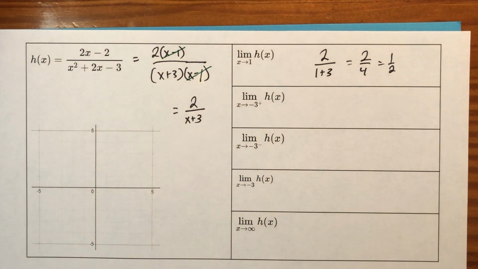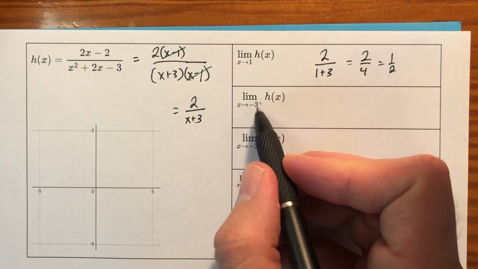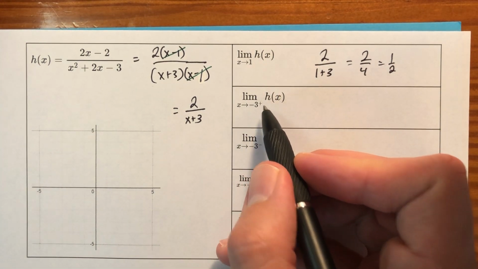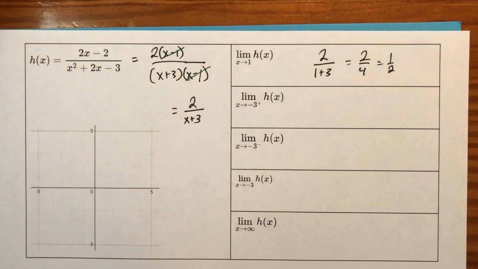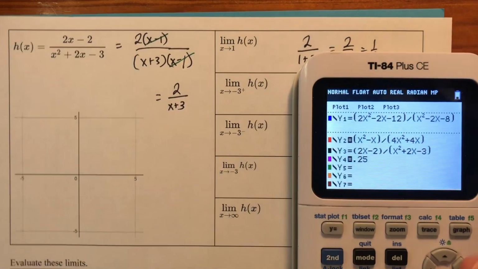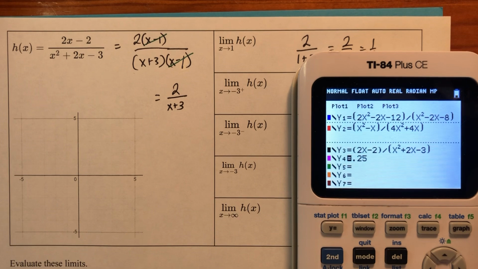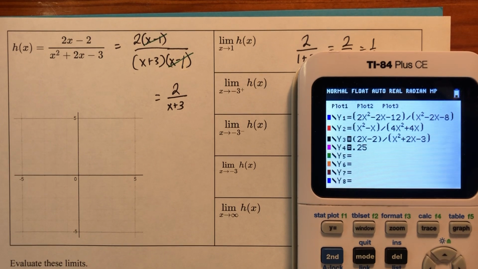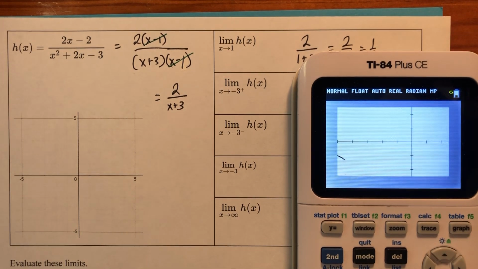Done, right? As we approach negative 3 from the right, we are going to have, and let me graph this one. I already have it typed in, I just have to activate it. Clear that out. Oops, let's go to a standard window. Zoom 6.